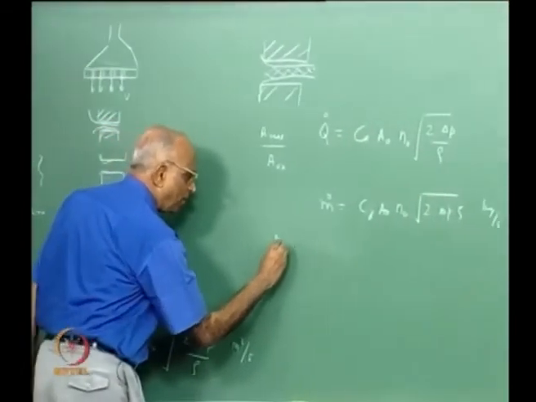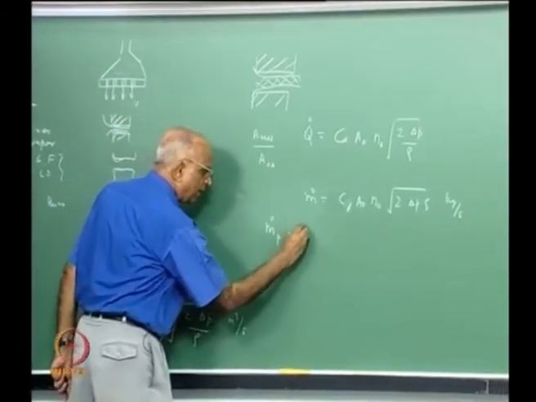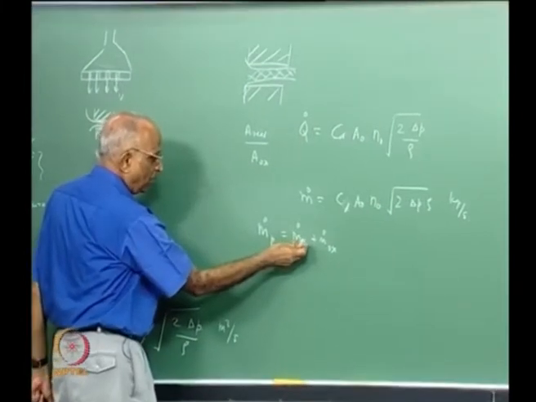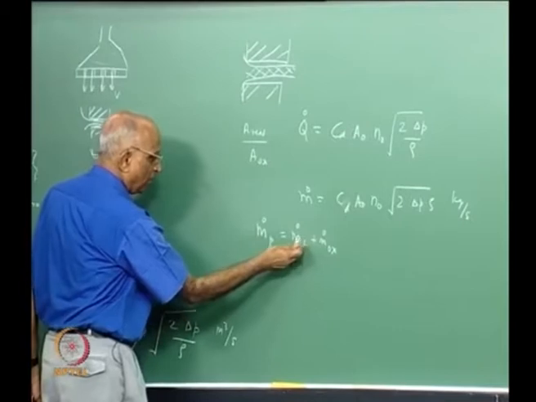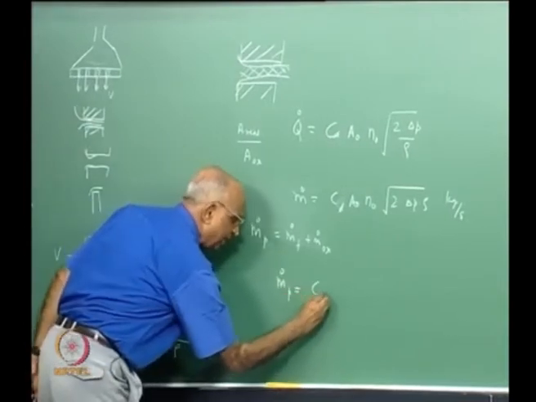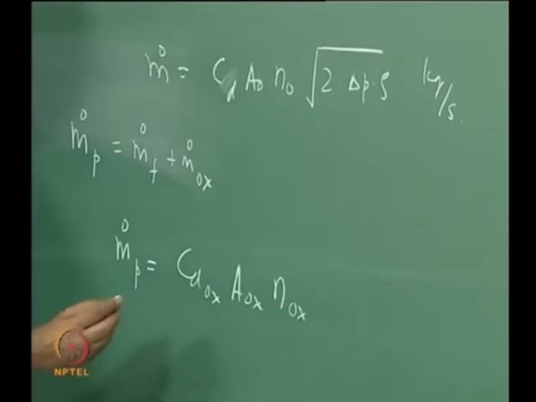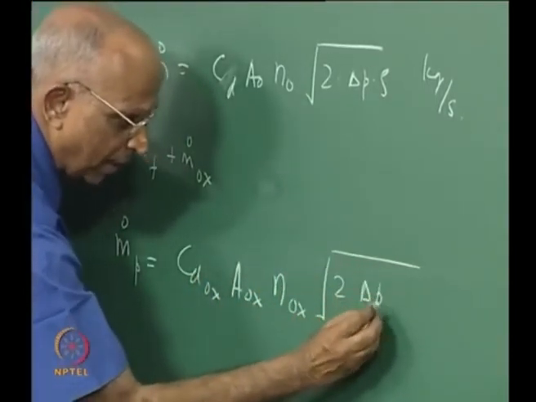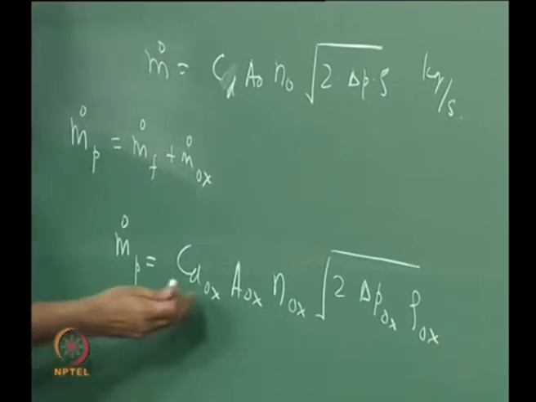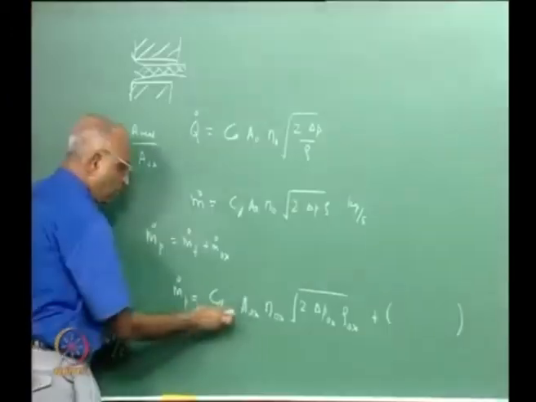Therefore, now I say I want total propellant flow. I can always calculate it because I know the ISP for the thrust, I know the total propellant flow. I can apportion it into mass of fuel and mass of oxidizer, and therefore I will put a number of holes for the oxidizer and a number of holes for the fuel, and I can get the required flow that I want. The total propellant flow will be equal to CD for the oxidizer orifices, into area of the oxidizer orifices, into the number of oxidizer orifices, into under root 2 delta p across the oxidizer orifices into the density of the oxidizer. Similarly, for fuel I write CD fuel, A fuel, N fuel and all that, and I get the other term, where I just substitute oxidizer by fuel.